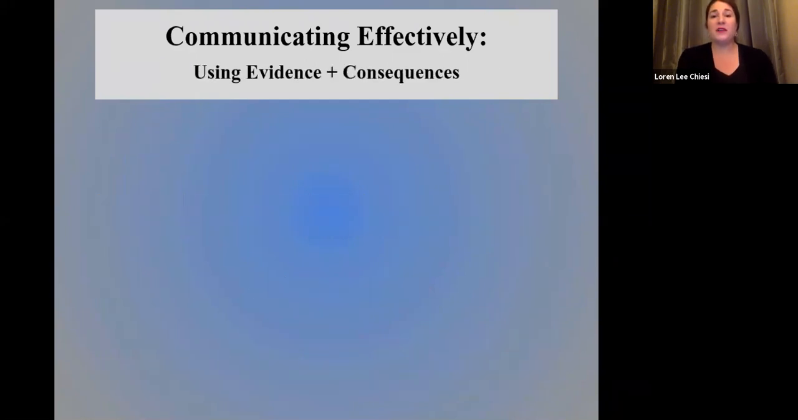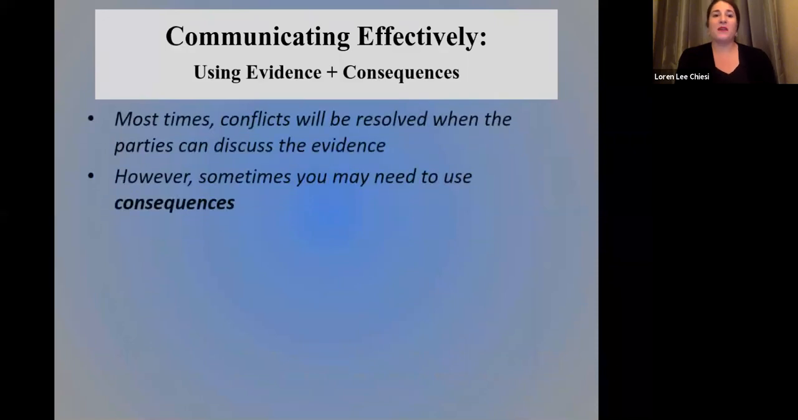So the next thing we're going to talk about is using evidence, what you can get from the other person in the conflict situation, and consequences. And this is where you're willing to negotiate a little bit in your difficult conversation. So most of the time, conflicts will be resolved when the parties can discuss the evidence. That's what we just saw in those last two dialogues. There's a situation, you get a little bit more insight, a little bit more information, you get your facts, you see what the problems are, you've been specific.